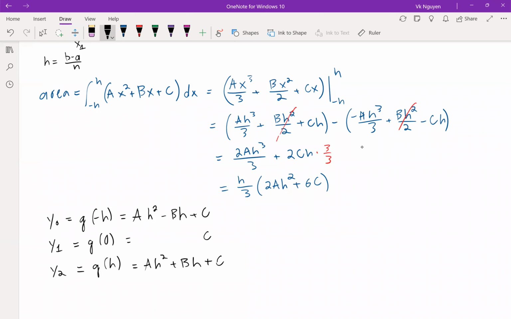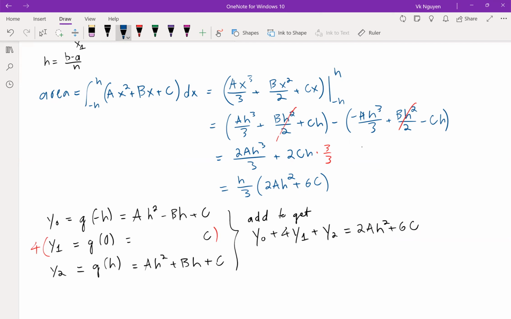Oh, so to get the 2ah squared plus 6c, we need to multiply this by 4, and then from here, we add them up to get y sub 0 plus 4y1 plus y sub 2 is 2ah squared plus 6c. So we know exactly what it is. And now the equation becomes h over 3 multiplied by (y sub 0 plus 4y1 plus y sub 2).